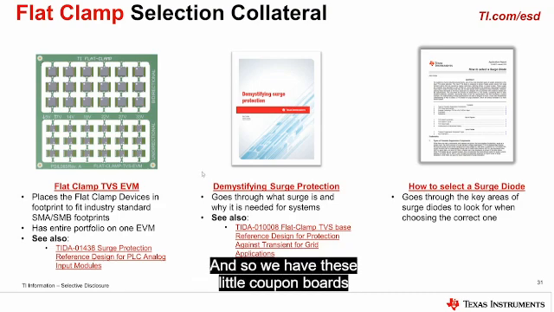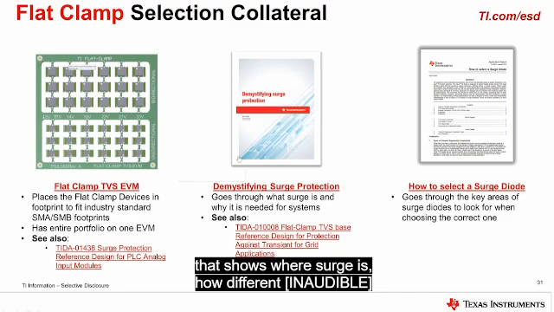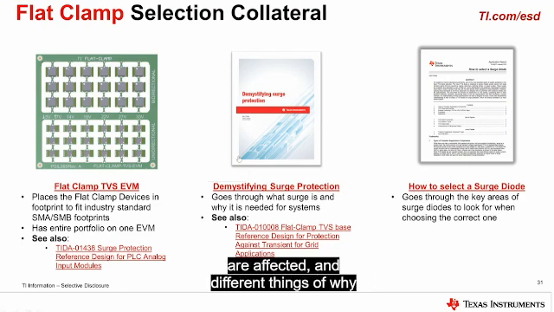We also have these little coupon boards available online, which give you the entire portfolio of our flat clamp devices and several samples of each of them. Also, on demystifying surge protection, as was the title of the videos, we have a white paper associated with it that shows where surge is, how different equipment is affected, and why it's needed for the system. And then finally, we have this selection guide for surge diodes, which covers the key specs I need to look at whenever I'm selecting a surge diode for my system.